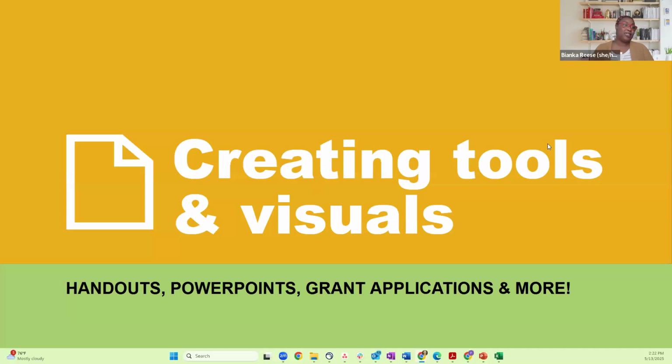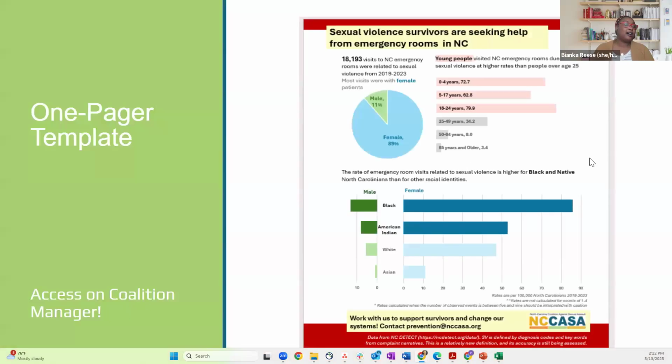In the last few minutes, I want to talk about creating visuals and tools. I'm just going to go through this kind of quickly, but please interrupt me if you have any questions. It's kind of blurry now. I was going to navigate to the PowerPoint, but I think you can pretty much see what it looks like. This is a one-pager that summarizes the sexual assault emergency room data for the entire state.